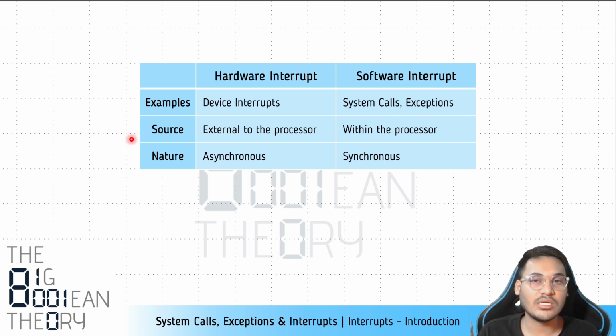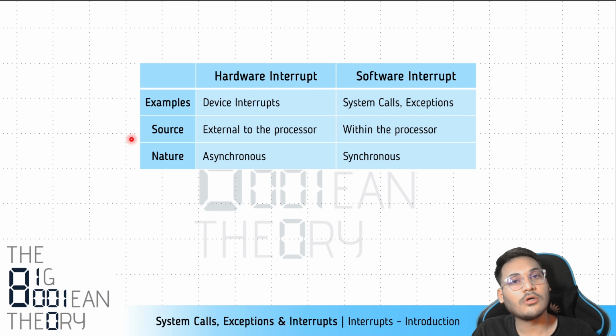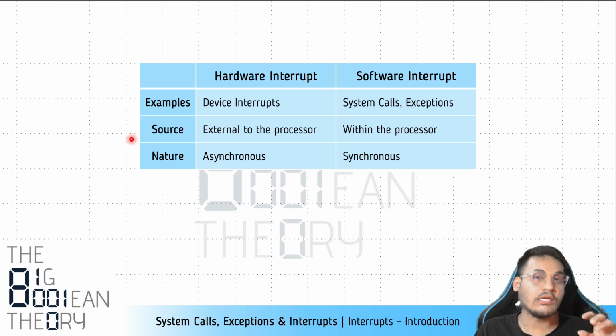And the final difference is about the nature of hardware interrupt and the software interrupt. Hardware interrupt is asynchronous in nature, whereas software interrupt is a synchronous signal. To understand this, we can think of it in this way. When we talk about system calls or exceptions, the interruption is due to the activity that is being done right now. The user process is invoking the system call or is misbehaving, and that is causing the interrupt. So the interrupt is happening due to some synchronous activity.